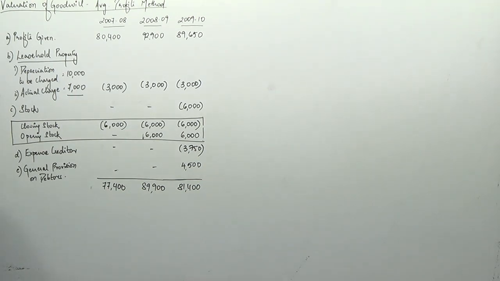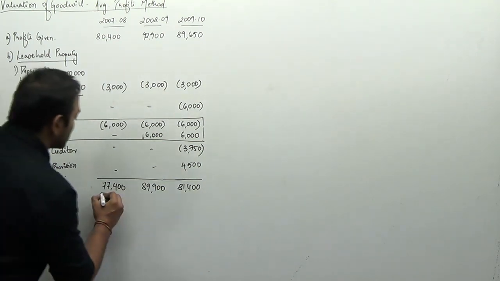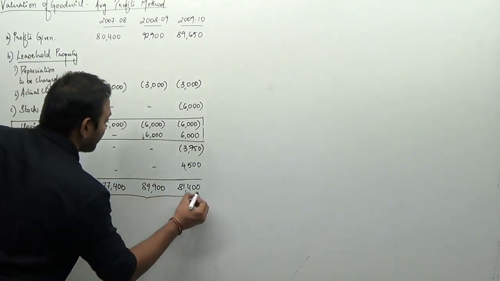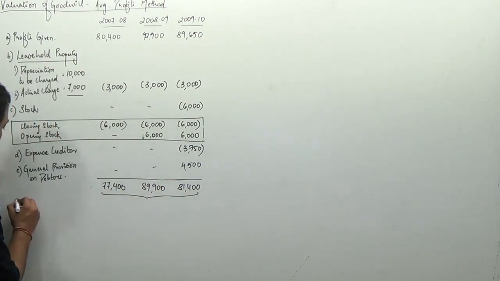Goodwill is to be valued at 2 years purchase of average profits after the above adjustments, and such profits being those available for dividend for equity shareholders. First take average profit, then deduct preference dividend, then you will get average profits available to equity shareholders.